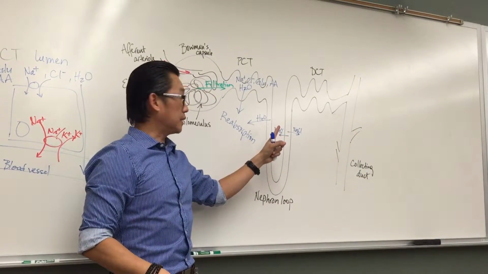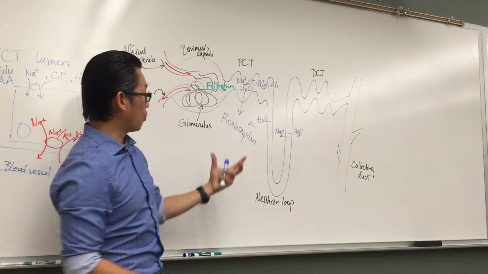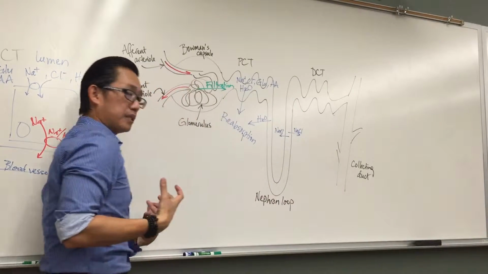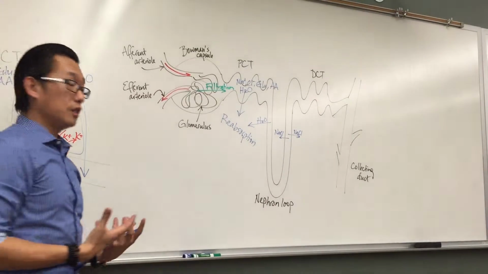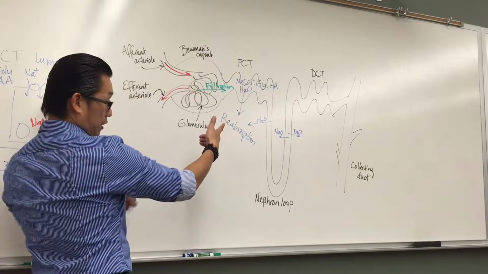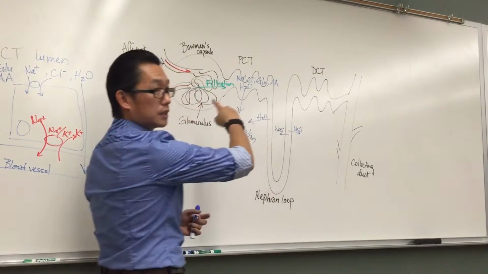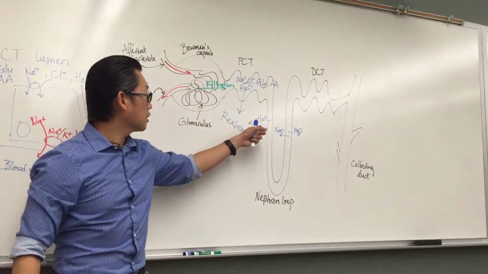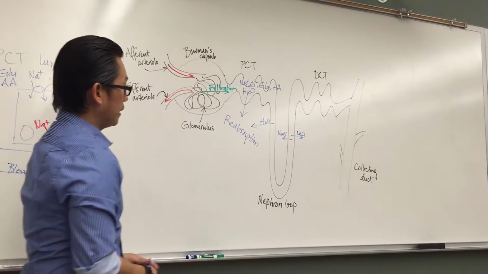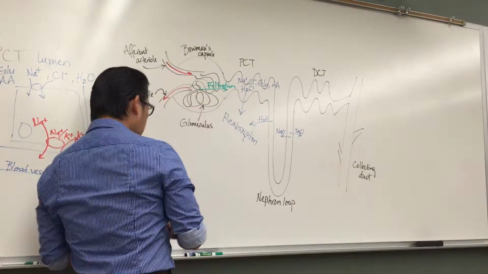So if this continues and you need to continue to preserve or conserve more water, this whole system is going to continue in order for you to maximize the amount of water conservation, which means you're going to pull a lot more water back from your urine or from the filtrate. So this whole system is called the countercurrent multiplier system. It's going to help to concentrate the urine that you're going to make eventually.